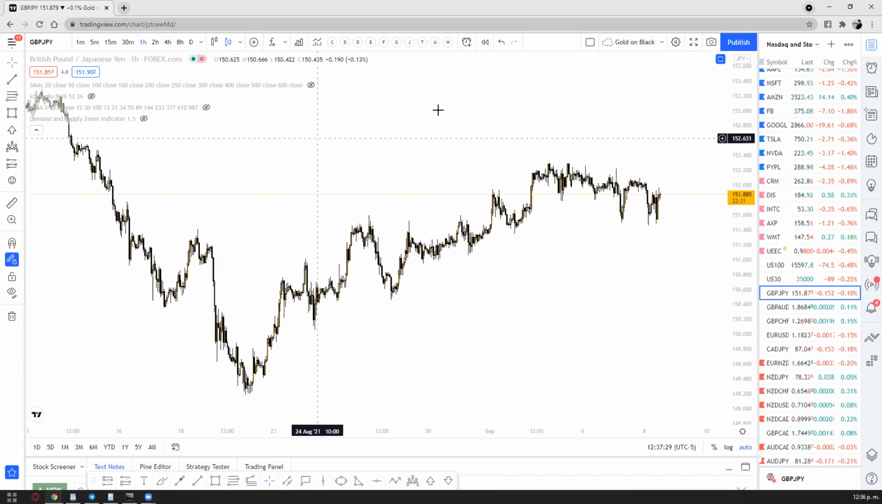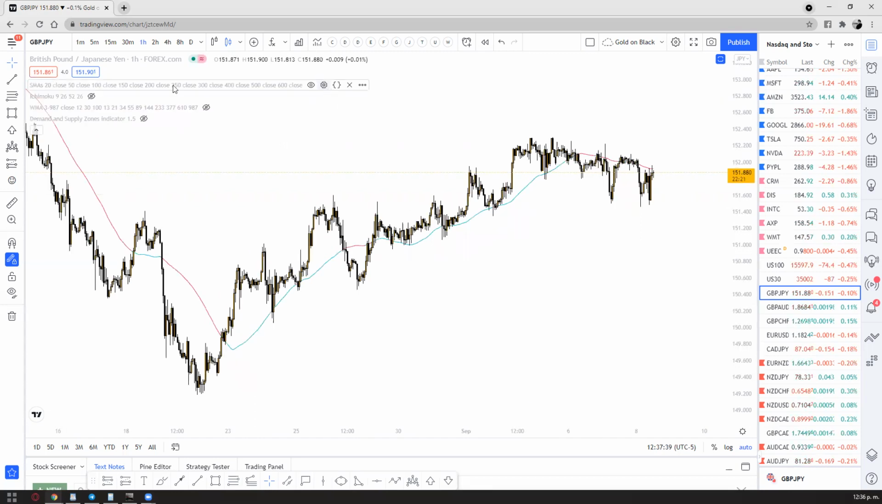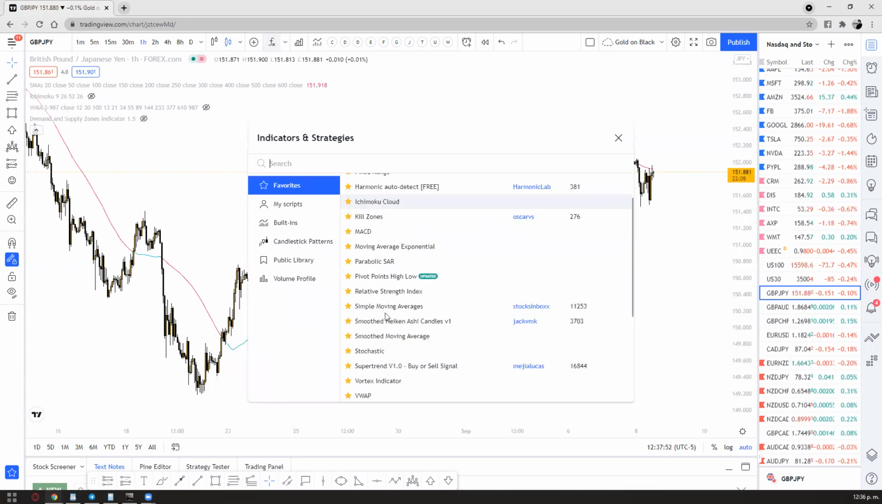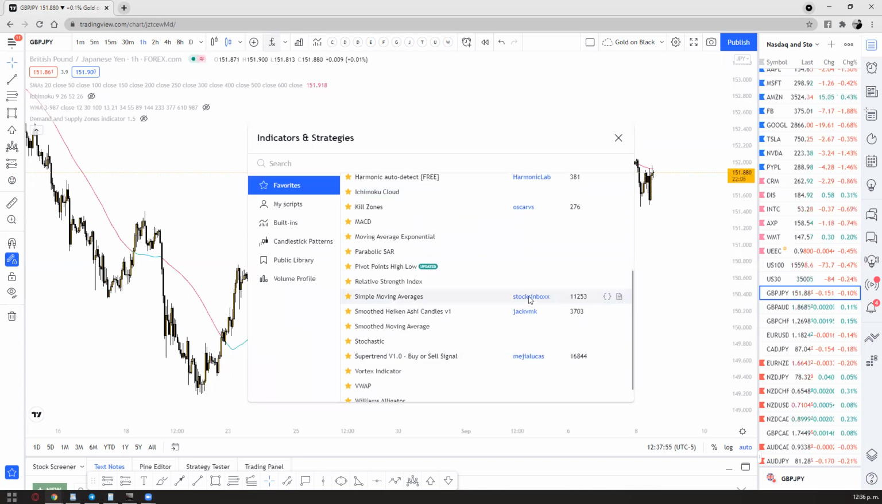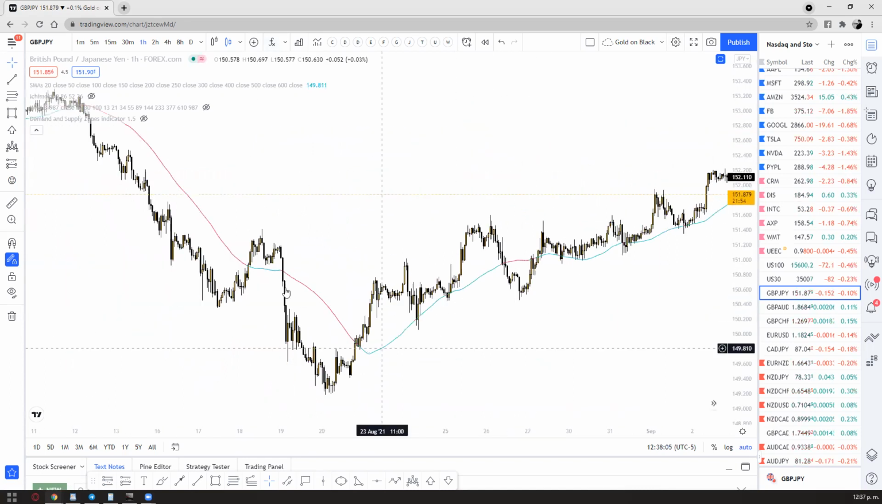One of my favorite indicators is the 50 simple moving average. If you want to find the indicator, just go on search and look for simple moving average. This one right here, this is the creator. The cool thing about this particular line is that when the price is below the 50 simple moving average, the line turns red, and when the price is above, the line turns blue, or it can turn green if you want.